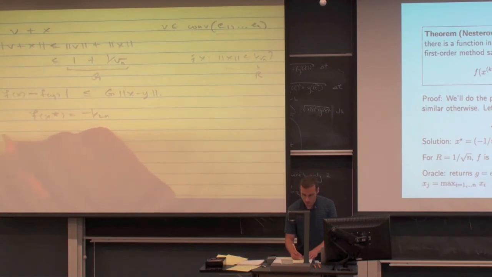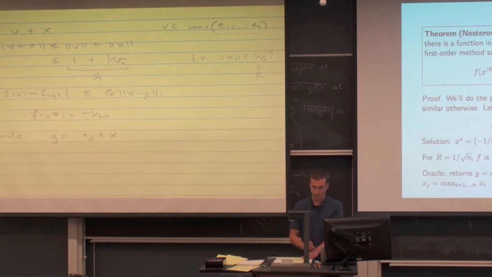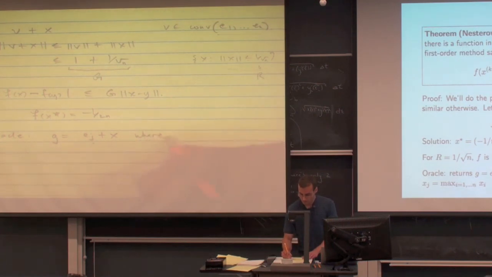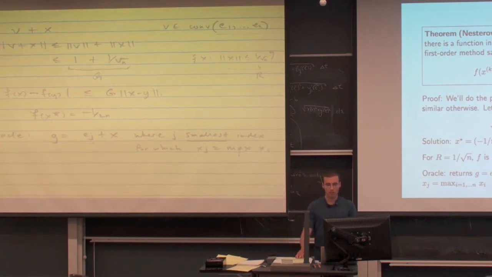The oracle is going to give us the following subgradient. It's going to give us g equals ej plus x, where ej is the jth standard basis vector, so it has 0 in all components and just 1 in the jth one, and j is the smallest index for which xj is equal to the max. Okay, so that's a totally legitimate subgradient.